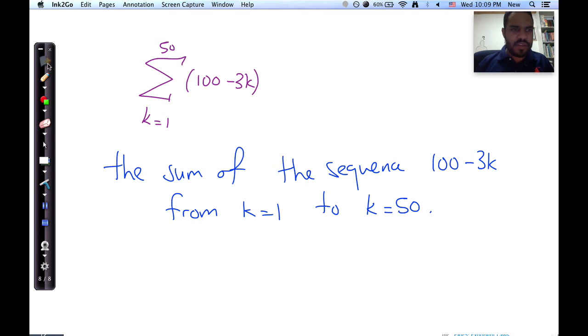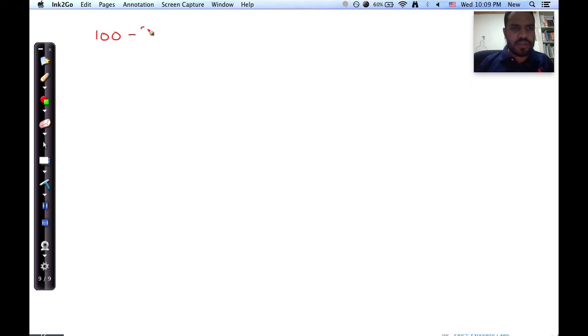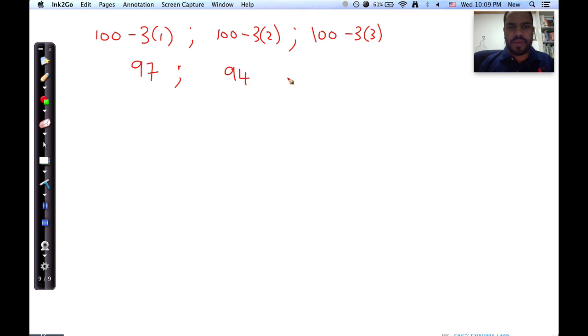100 minus 3k, I'm going to just do that on the next page. 100 minus 3 times 1, because k starts at 1, then 100 minus 3 times 2, and then 100 minus 3 times 3. So 100 minus 3 gives me 97. 100 minus 3 times 2, 3 times 2 is 6, 100 minus 6 is 94. And then 100 minus 3 times 3, which is 100 minus 9, which gives me 91.